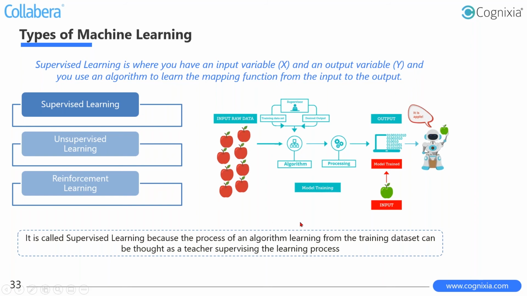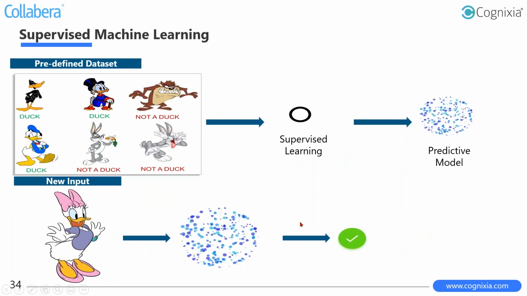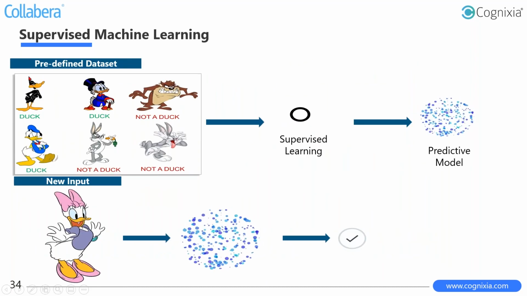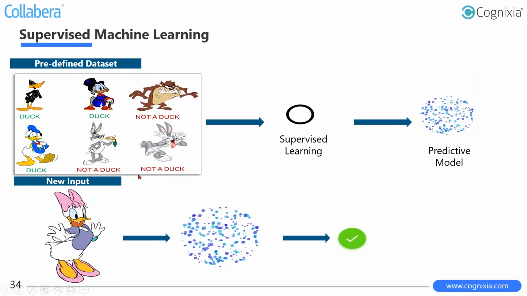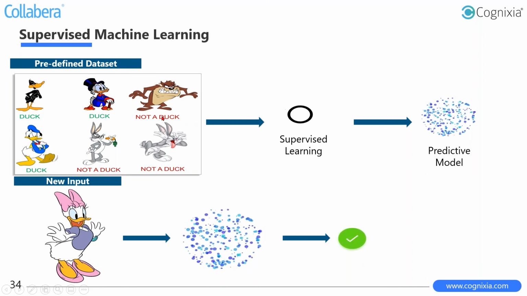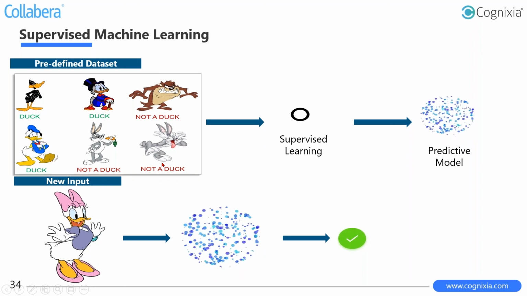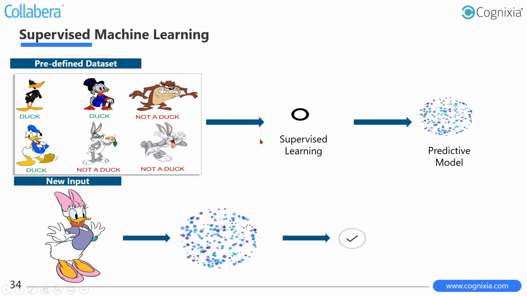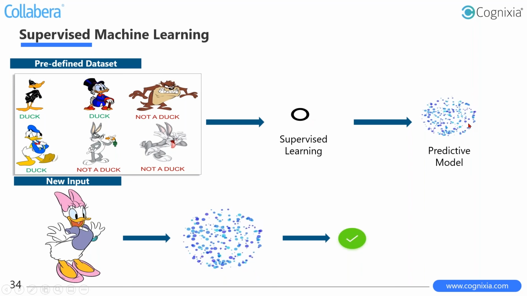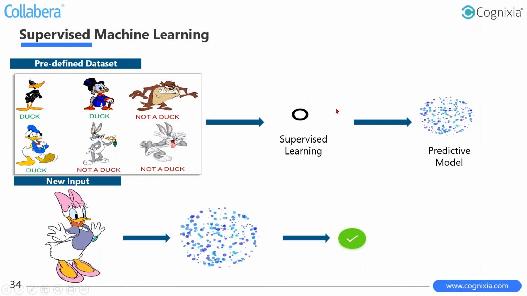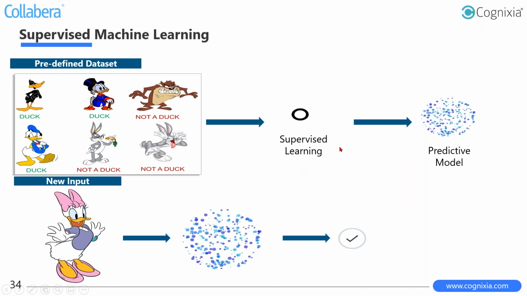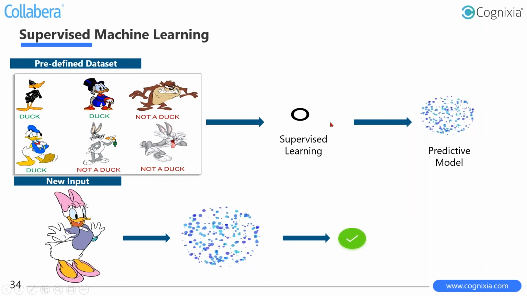So let's take another example which will make it clearer. Let's say you have some predefined set of characters here: a duck, and others are not a duck. So duck, duck, not a duck, duck, not a duck, not a duck. You give it to the supervised learning algorithm and ask it to do the prediction. Consider that you train the model and everything is done. Once your model has learned, you have this model ready.